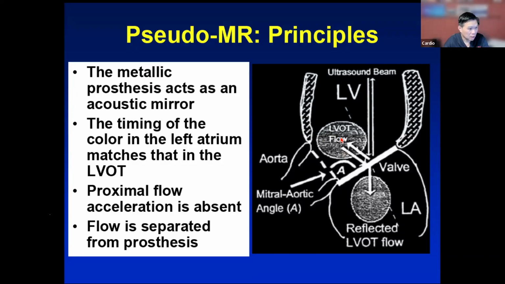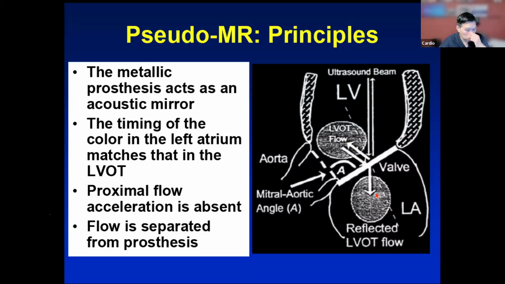When we insonate the beam, some of the flow will try to go through, which it can't because the valve is closed. But it gets reflected at a certain angle, catches the LVOT flow, and comes back and is reflected back. The ultrasound doesn't know better, since things are supposed to go in a straight line, so this flow gets mapped out over here. That's the reason why you have pseudo-mitral regurgitation.